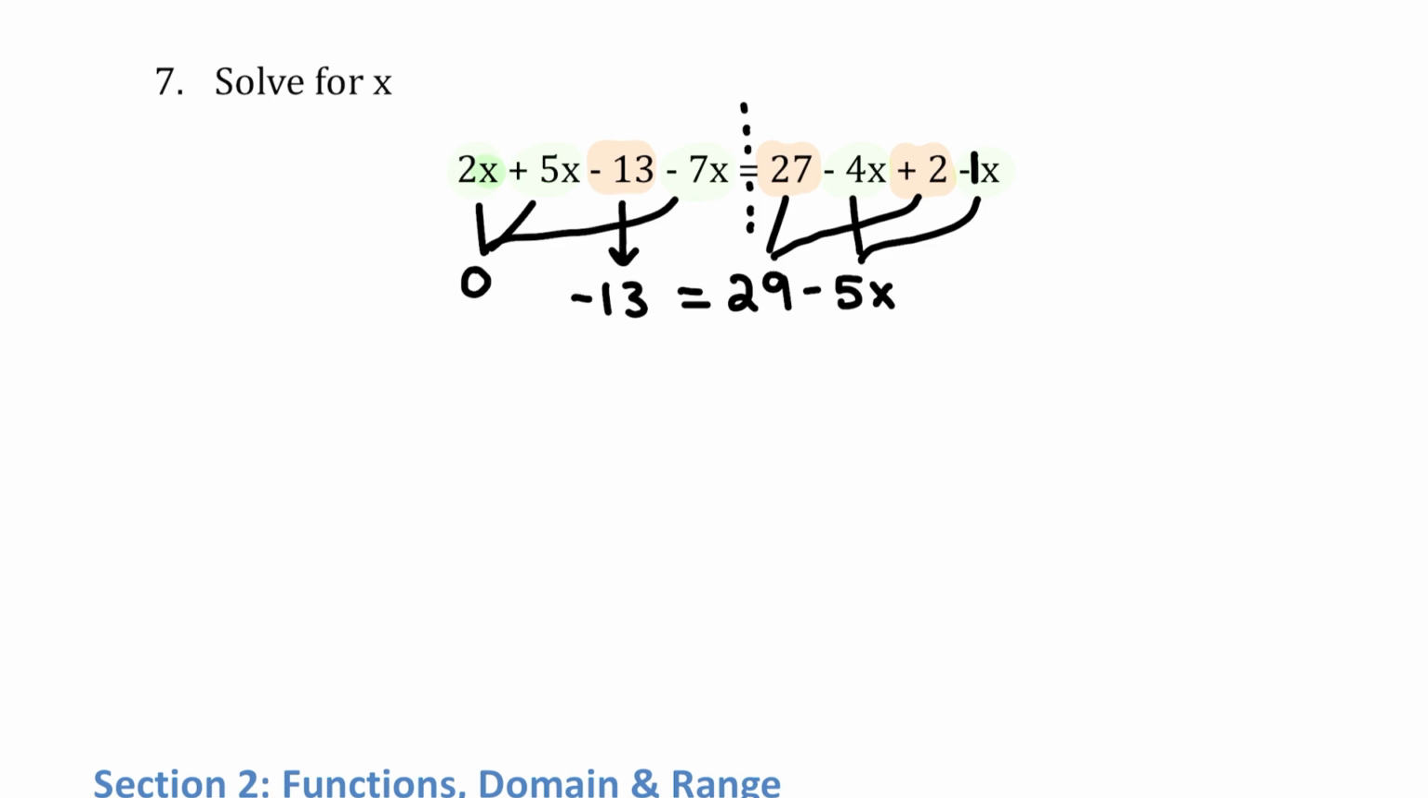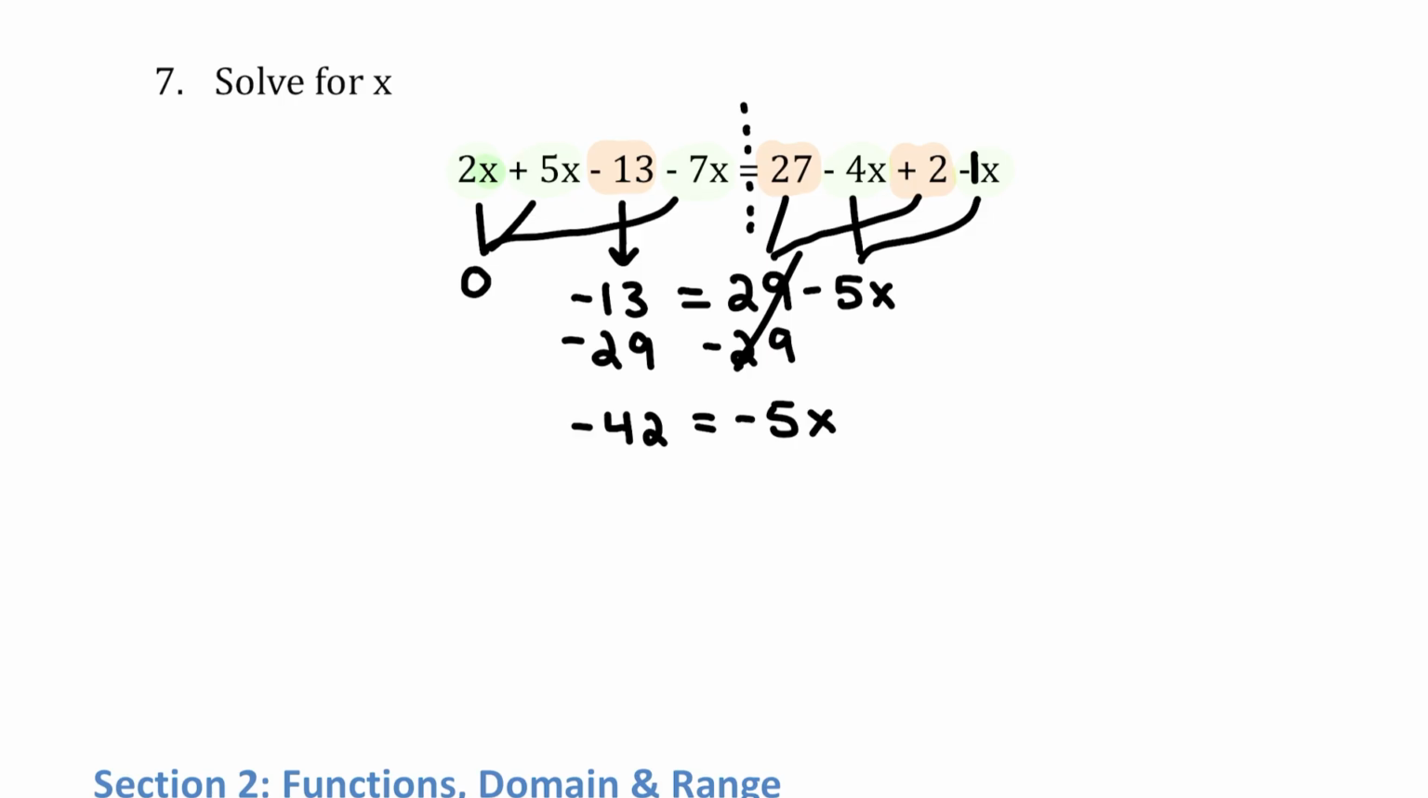But we still have to solve for x. Right now our x is on the right side. And there's nothing with an x on the left because it all just equaled 0, right? Because 7 minus 7 is just 0. So I say we move that 29 over to the left side to try to get our x by itself. So I'm going to subtract 29 from both sides. 29 minus 29 will cancel out. Negative 13 minus 29 is going to be a negative 42. And that'll be equal to a negative 5x.